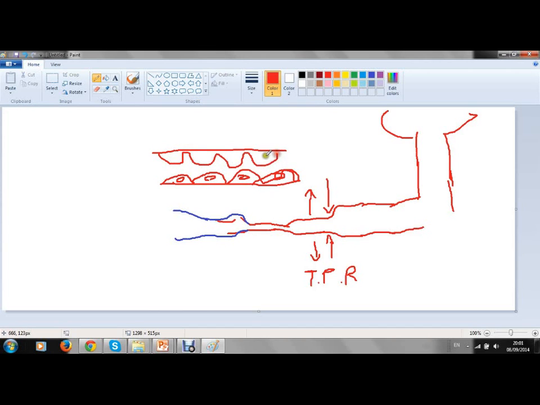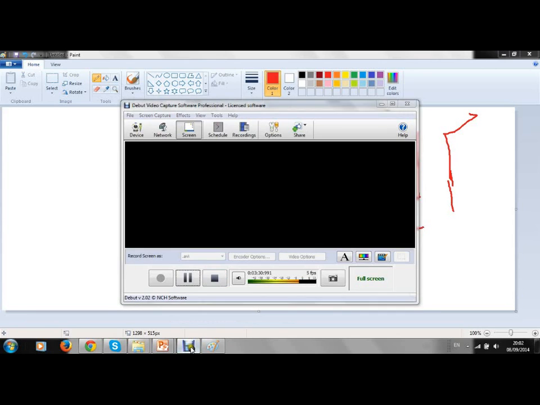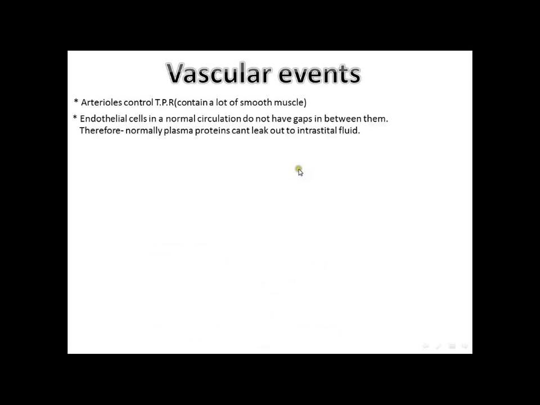This is in order to prevent small or larger molecules from passing. So for example, normally albumin can't enter the intraendothelial space into our tissue. So normally they don't contain intraendothelial gaps. As I said, endothelial cells in normal circulation do not have gaps in between them, therefore normally plasma proteins like albumin can't leak out into interstitial fluid, because if they did leak out, we would have edema.